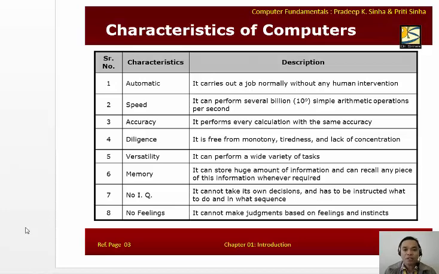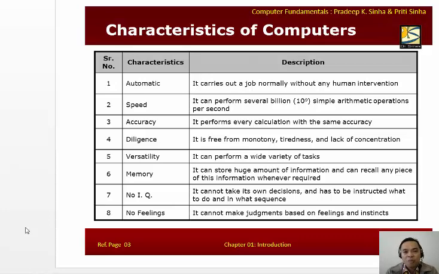Next, characteristics of computers. The first one is automatic. It means a computer carries out a job normally without any human intervention. Once you turn it on and put in the tasks, what things are to be done, then you will have an output and it will do it automatically. The second one is speed. Take note of this. A computer can perform several billion simple arithmetic operations per second. And the third is accuracy. It performs every calculation with the same accuracy.